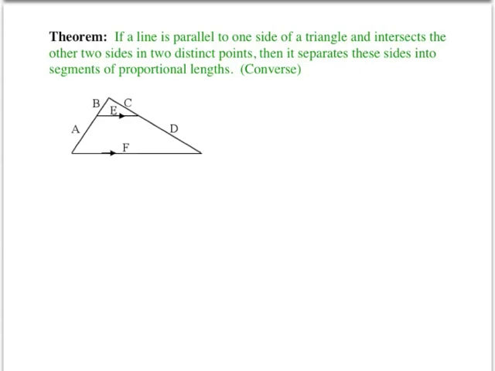So let's get a couple of proportion examples. One possible proportion is to say b divided by a equals c divided by d. Now the reciprocal is also a true proportion.